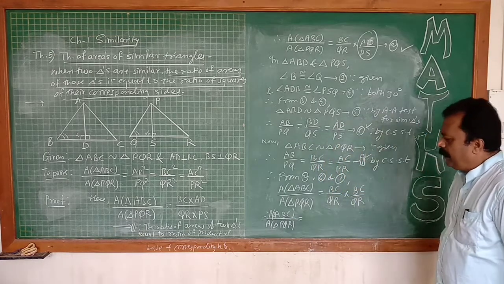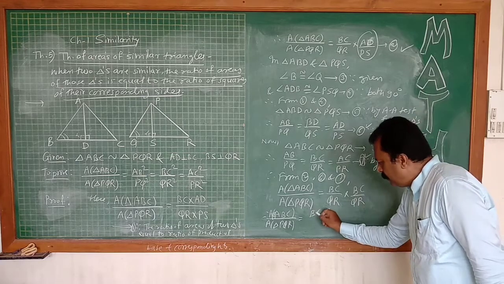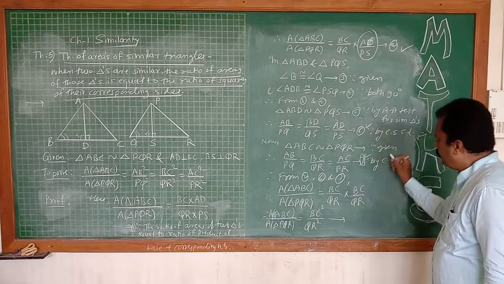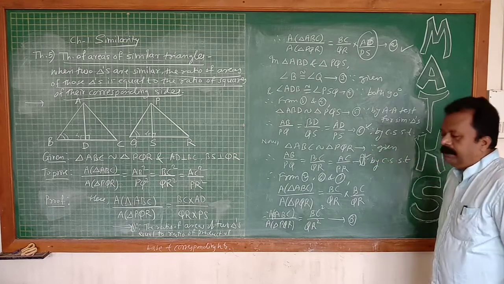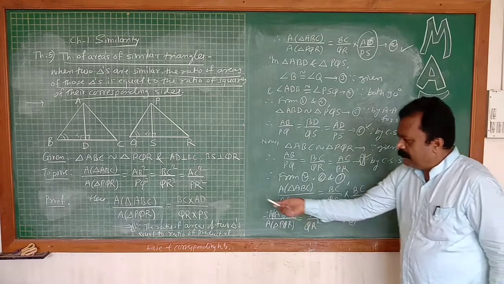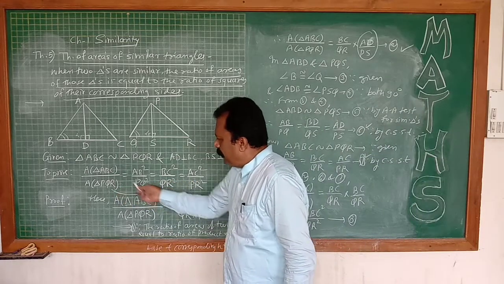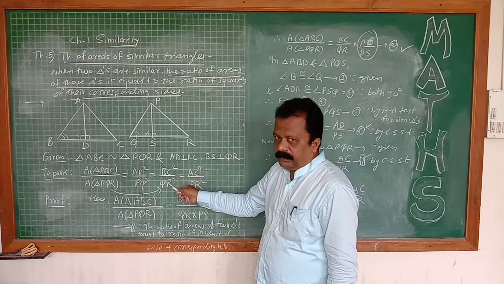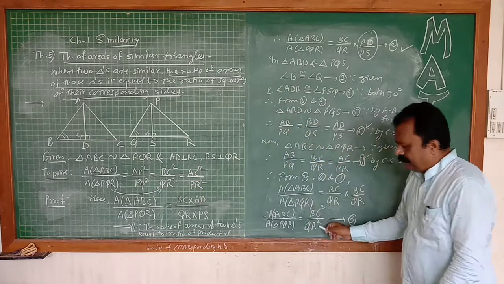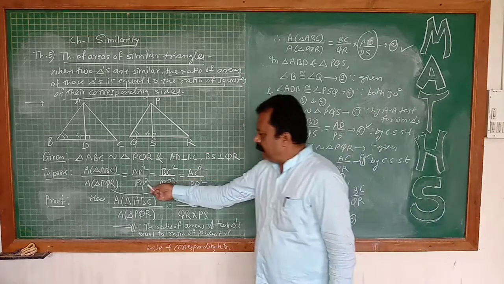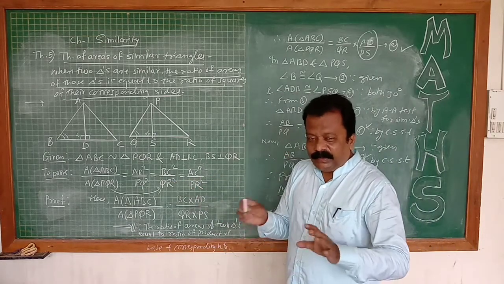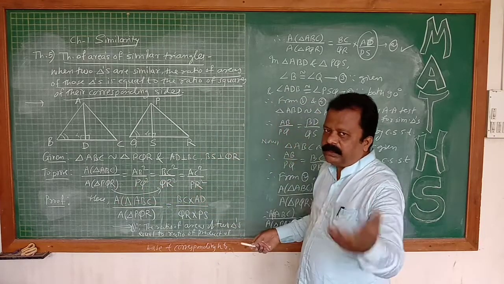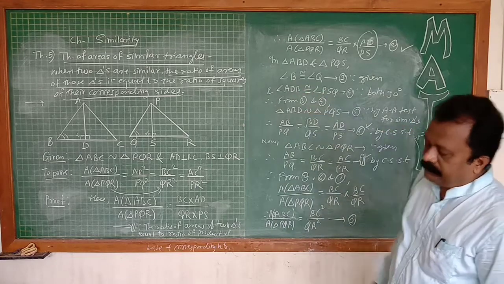The area of triangle ABC divided by the area of triangle PQR is equal to BC into BC, BC square, upon QR into QR, QR square. Call this equation number 8. This result we can show. That is what you have to prove: the ratio of areas of two triangles is equal to the ratio of squares of corresponding sides. We got that result. Now the remaining results we can show similarly. Like these two statements you have to prepare. I am preparing them here.